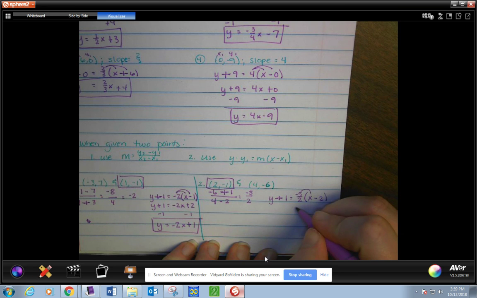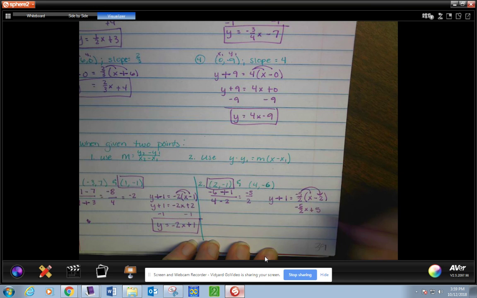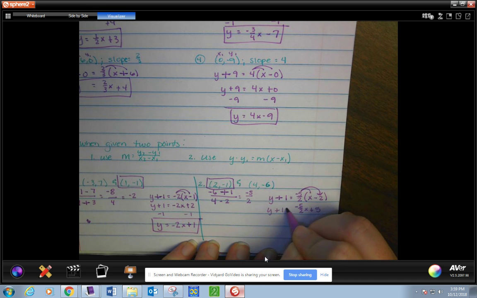-5 over 2 times x is -5 over 2x, and -5 over 2 times -2. -5 times -2 is 10. 10 divided by 2 is 5. Bring down my y plus 1 equals. To get y by itself, I subtract 1, and I have y equals -5 over 2x plus 4. And that's my final answer.